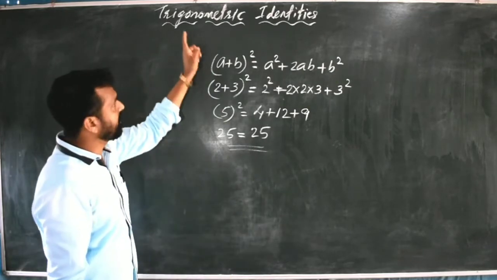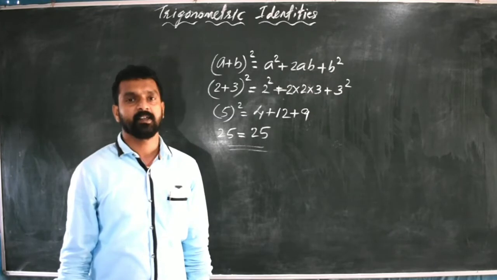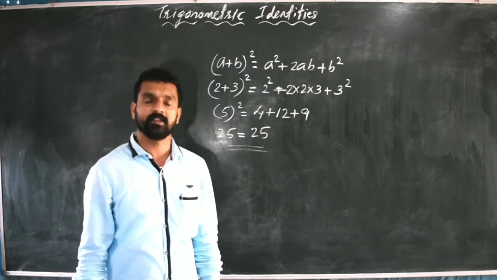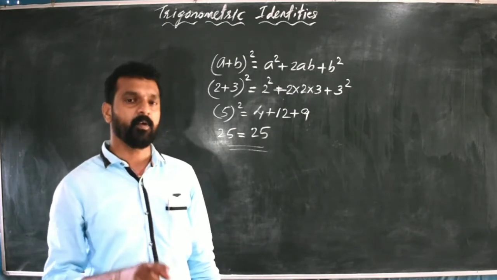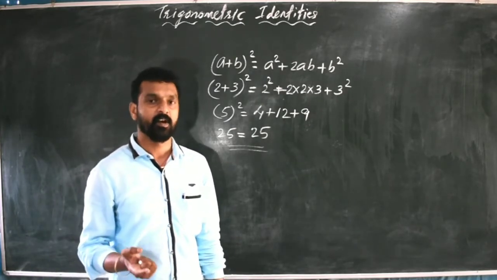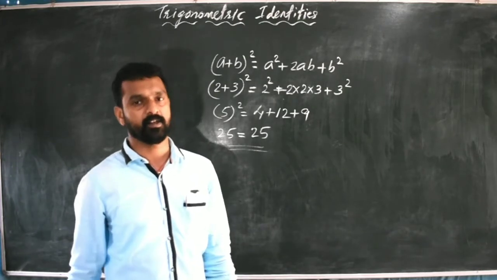Now, what is a trigonometric identity? An equation involving trigonometric ratios of an angle is called a trigonometric identity if it is true for all the values of the angles involved.